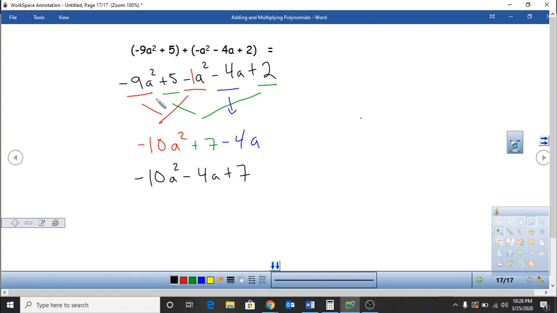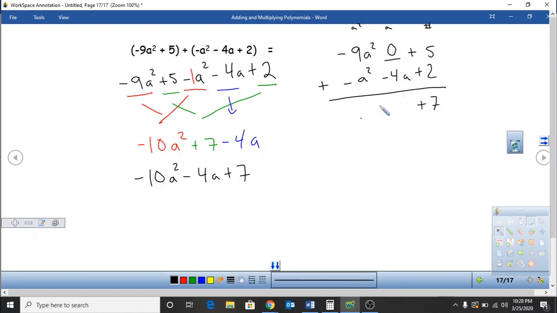Now, one of the things you could also do, if it makes this easier for you, is when you rewrite these, you could put negative 9a squared, and you can go back to what we do in elementary, and you're going to leave a space here, and you're going to put plus 5. So here you write your a squares, here you write your a's, and then here you write down your numbers, all right? And you go back to what we learned in elementary on how to add. So you put a plus symbol right here, and you have negative a squared minus 4a plus 2. So you can just add like you did in elementary.